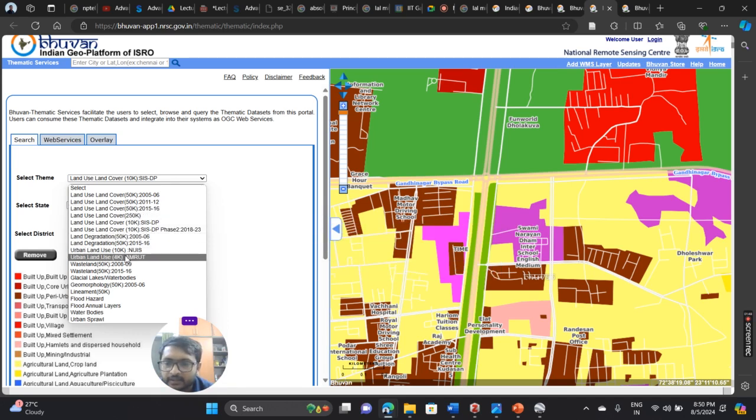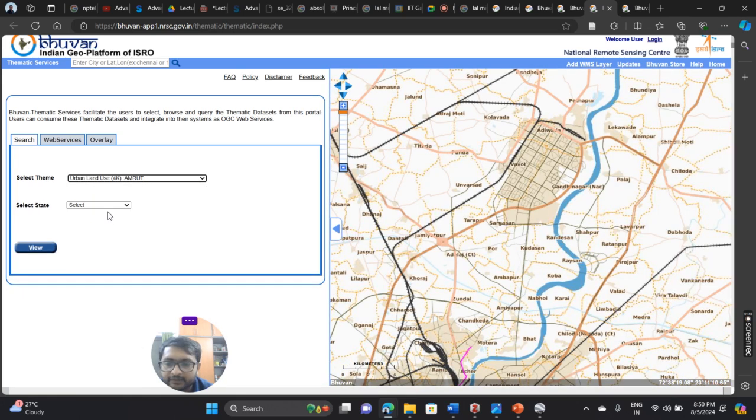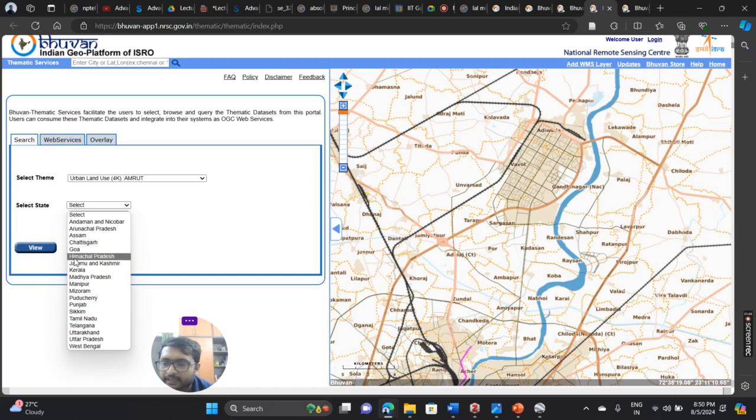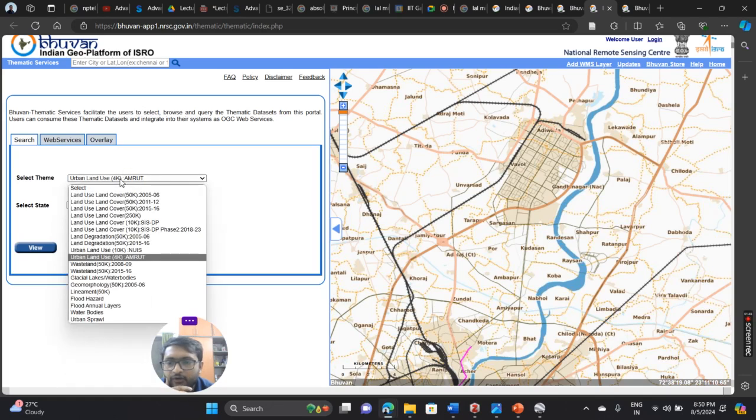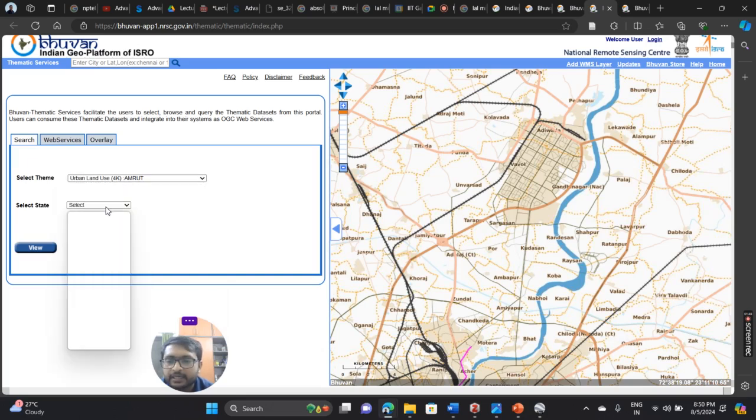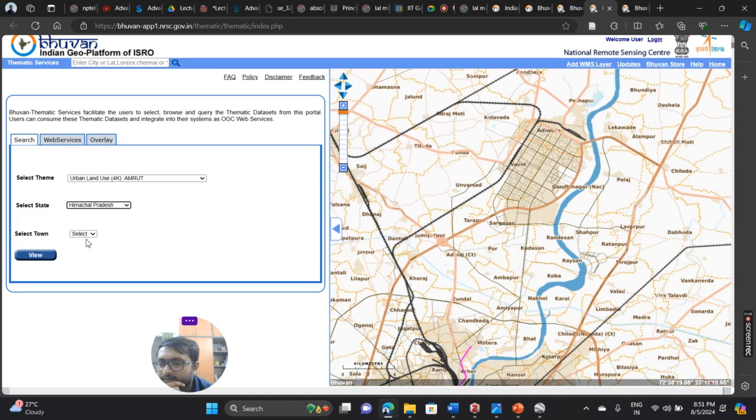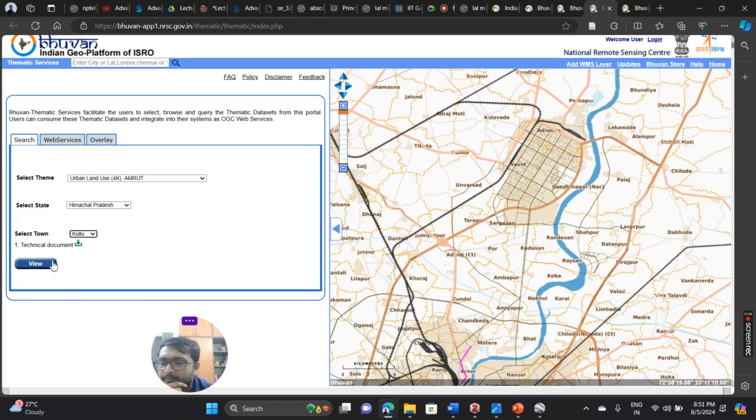Then we are having one product which is available at 4K resolution. So we will try to see how that will look like. So from 250K we went to 50K, 50K to 10K, and 10K to 4K. So now we will go to Gujarat. We do not have it in this. So let's say we will see some city in Himachal. Let's say Kullu.